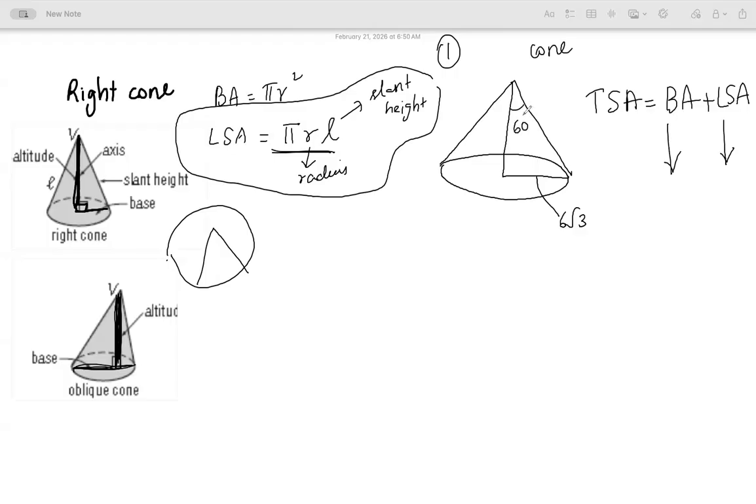Another aspect that's given is this is 60 degrees. Now this is the only measurement that's given. Now you're going to find out the base area and the lateral surface area, add them together to find out the total surface area. However, there is a missing parameter that you're going to find out by yourself. Send the final values as decimal.